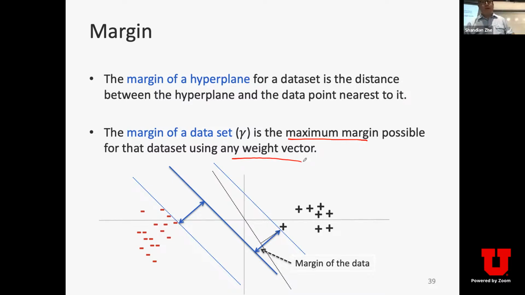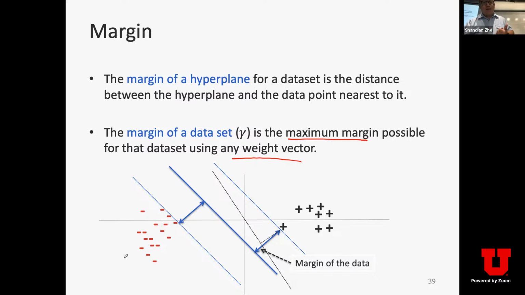The meaning is that I'm going to look at all possible separating hyperplanes. For each separating hyperplane, it has a margin for this data set, and I pick the one that has the largest margin. And then I use this margin as the margin for the whole data set.